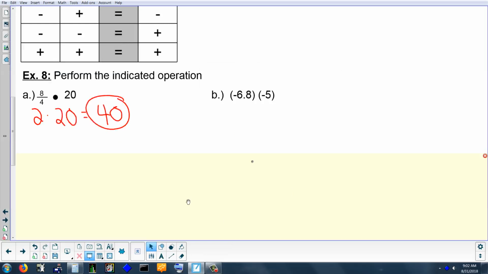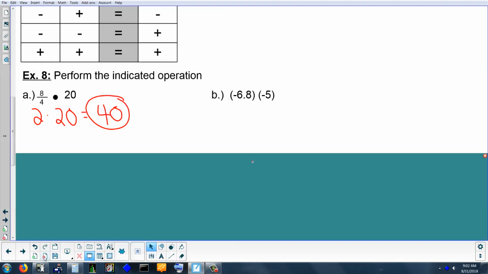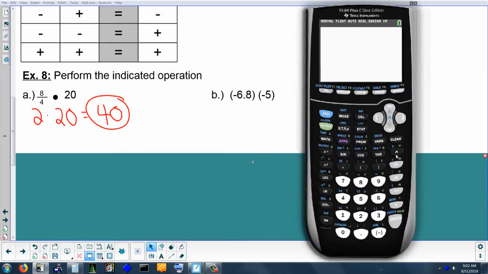Now, I see mistakes at the calculator, all ready to roll, and we will use it. Alright? But I need someone to tell me, for this one, I got negative 6.8 times negative 5. Donovan, what are you going to tell me? It's positive. It's going to be a positive number, right? Know your rules. Negative times a negative is a positive. Mr. Hager's going to do it on the calculator.